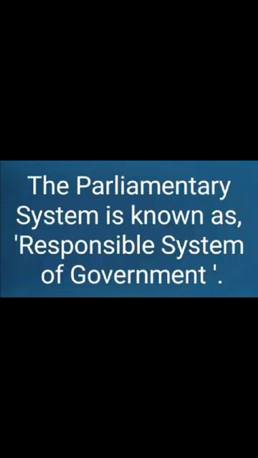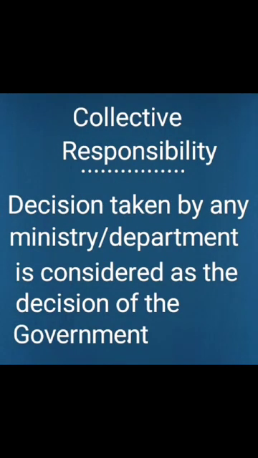Responsible system of government. What do you mean by that? The prime minister and the council of ministers are responsible to the legislature for all their actions and policies. It means they have to work with the legislature. It is for this reason that the parliamentary system is also known as a responsible system of government. It means they must be responsible to the legislature.